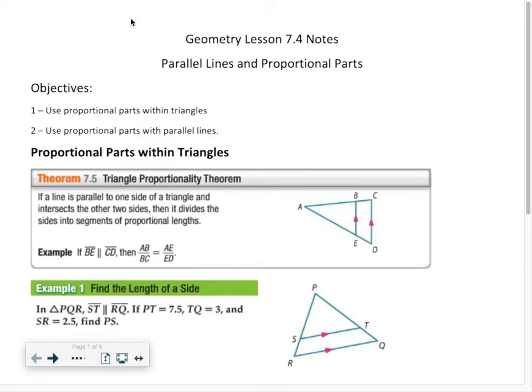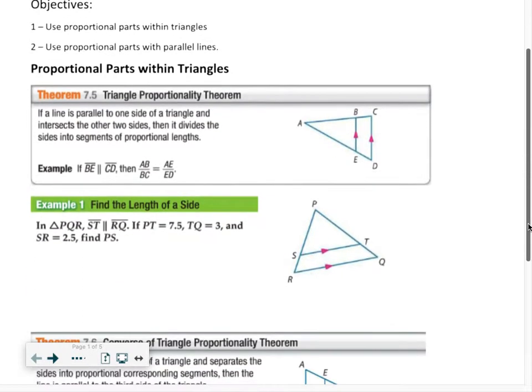Hello everyone, today we're talking about parallel lines and proportional parts. So these are your 7.4 notes, which you should have the sheet to go through these on. We've got two objectives: use proportional parts within triangles and use proportional parts with parallel lines. So proportional parts within triangles, we'll start with our first objective here.